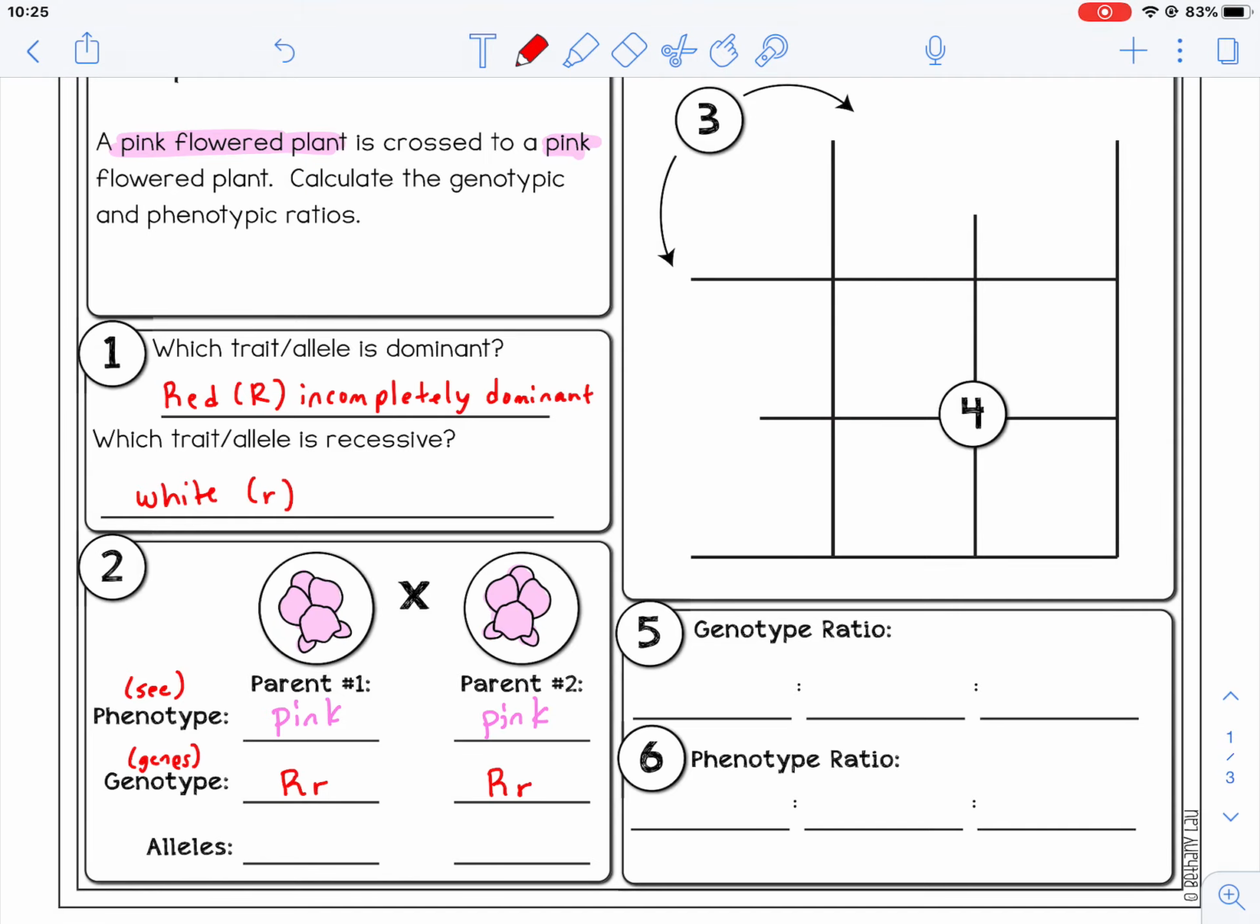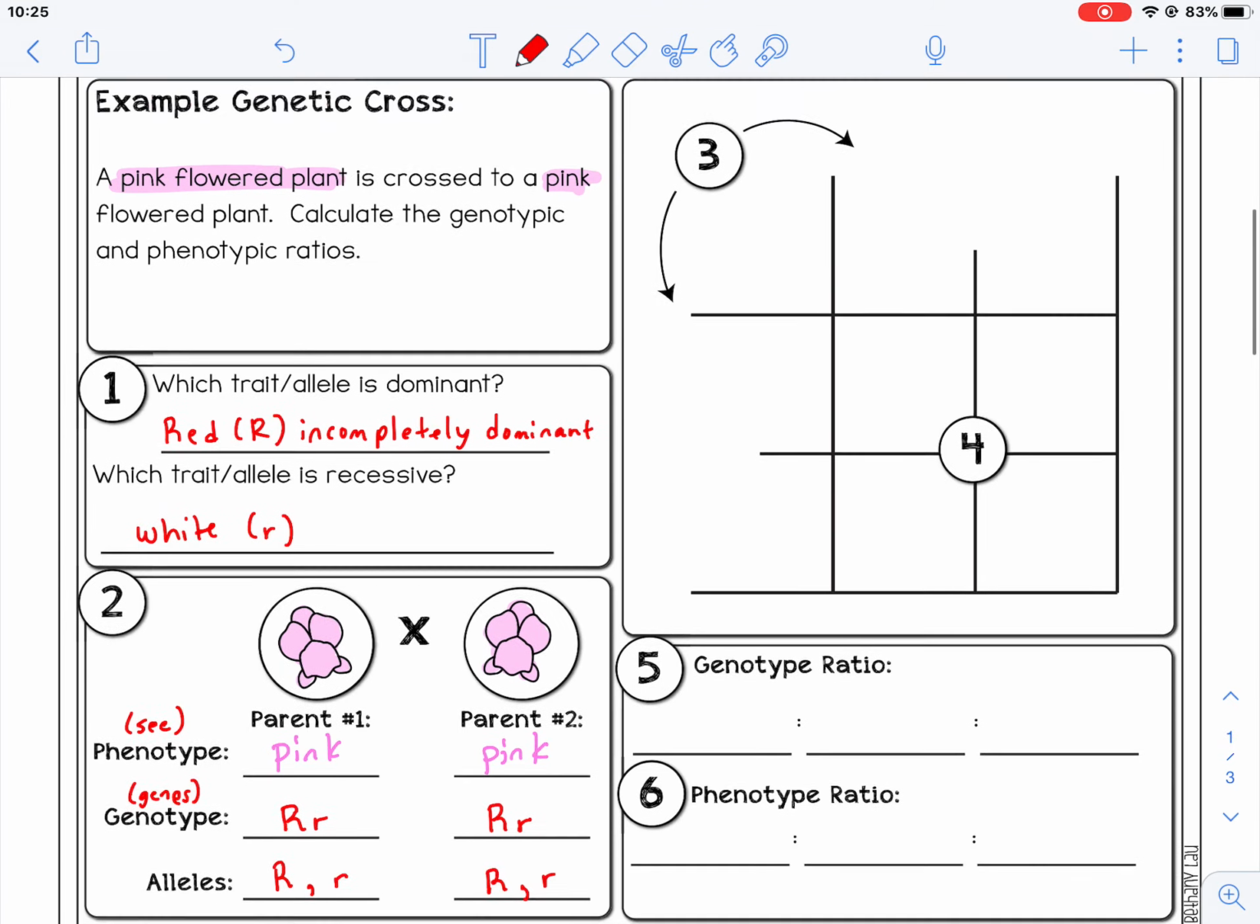So what are the alleles? Well, remember, the genotype is representing both alleles because you inherit one allele from the biological mother and one allele from the biological father. So you have two alleles for each gene. So what are these alleles? Well, there's a big R allele and a little r allele for a plant that is big R, little r. You do need the comma there because you're showing that those are two separate alleles. So both of these pink plants are big R, little r.